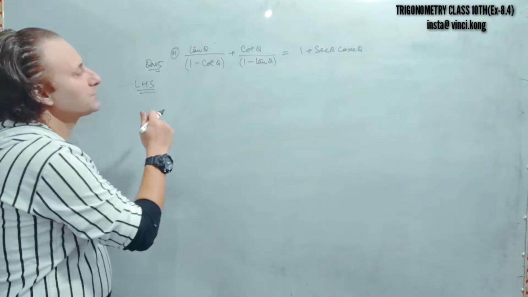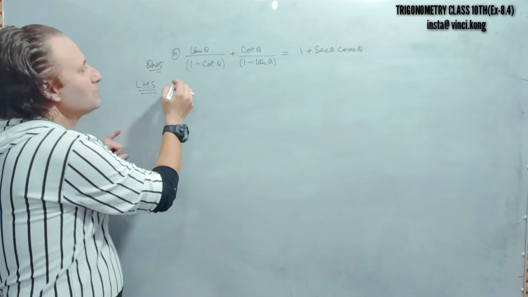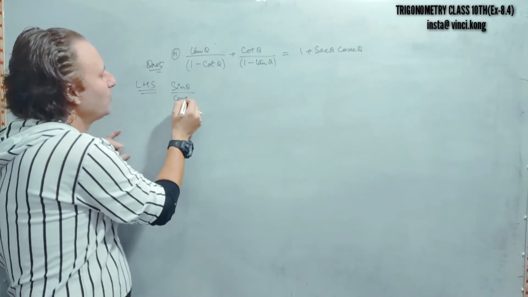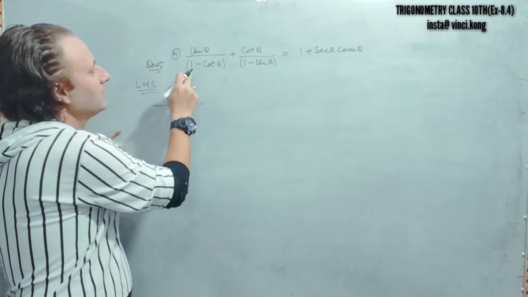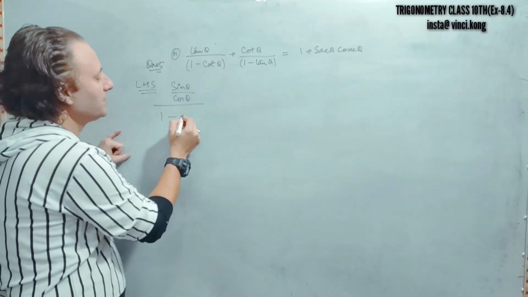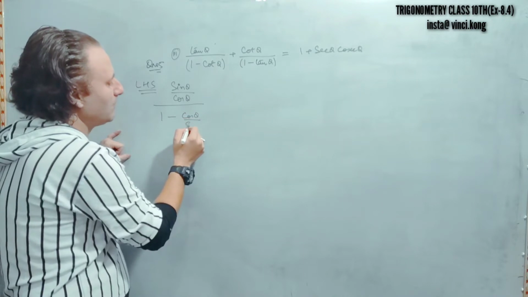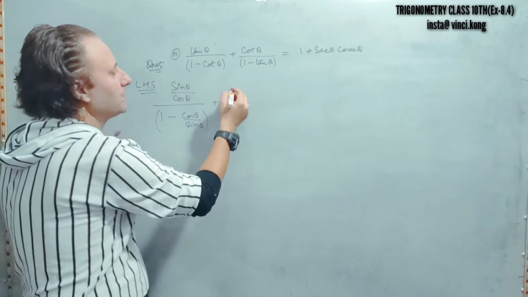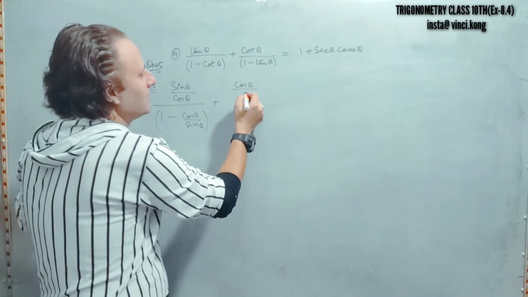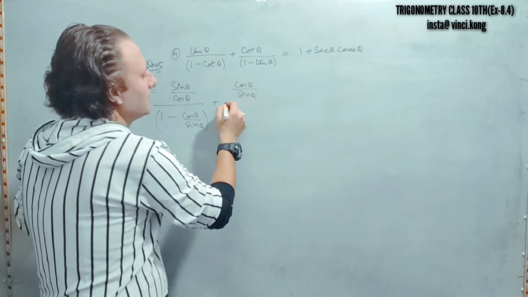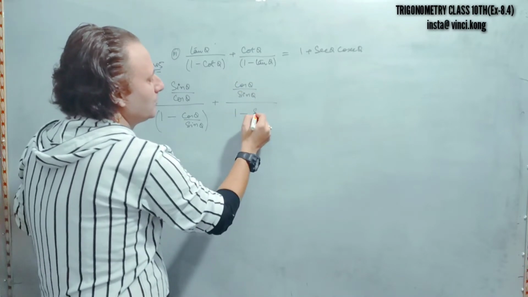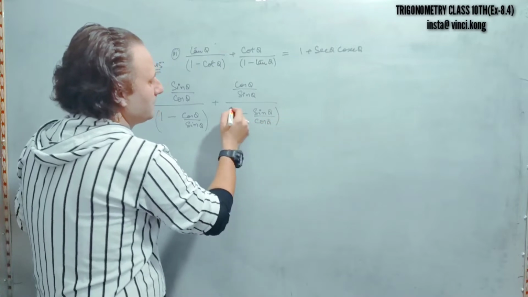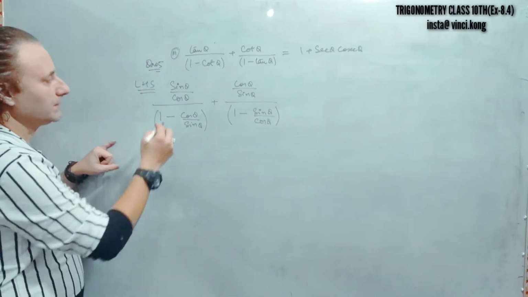Let me change this to sine and cos. I know tan theta is sine theta upon cos theta. Then 1 minus cot theta, where cot theta is cos theta upon sine theta. Right? Then I have cot theta here, it is cos theta upon sine theta. And then I have tan, which is sine theta upon cos theta. Lovely.